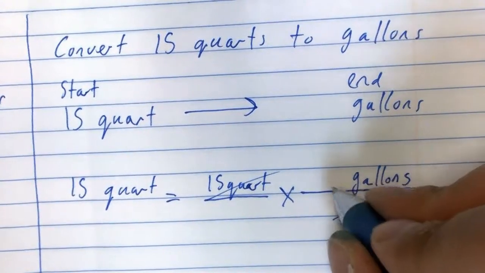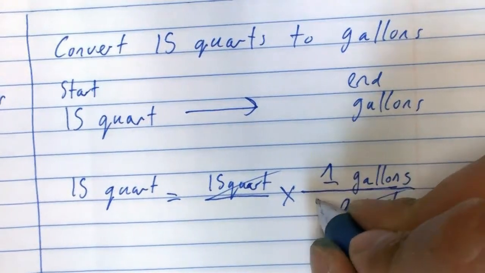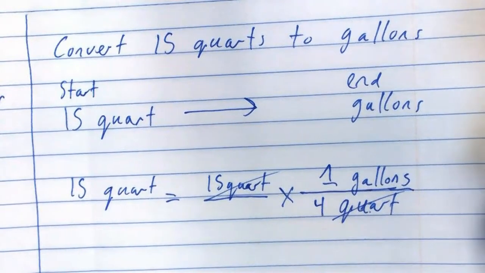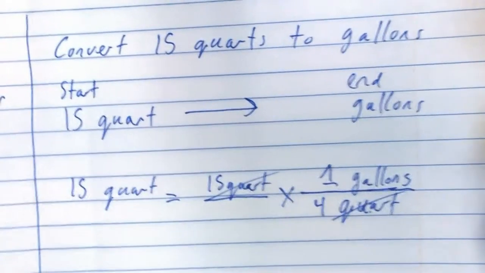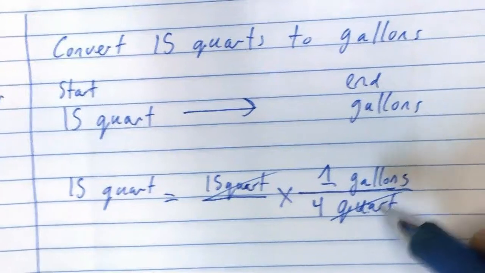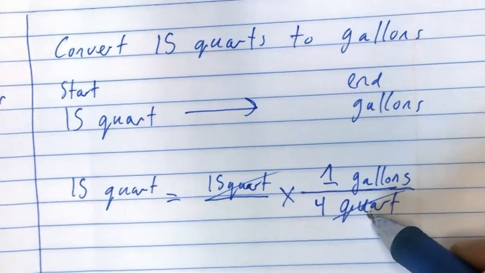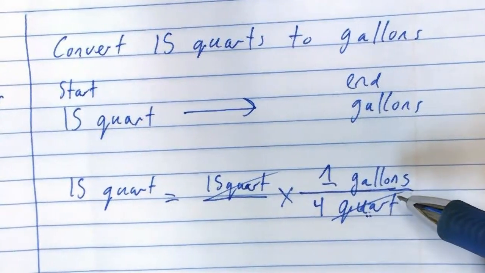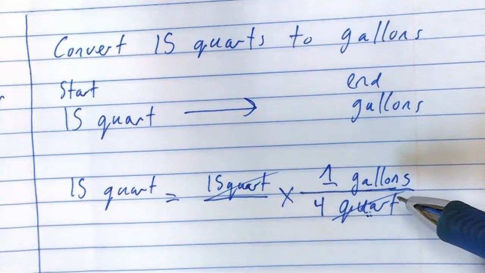All right, now if you remember, 1 gallon is 4 quarts. All right? This makes sense, I hope. It should make sense that this is the smaller unit. You're going to need more smaller units to fit into the larger unit. Okay? I hope that makes sense.